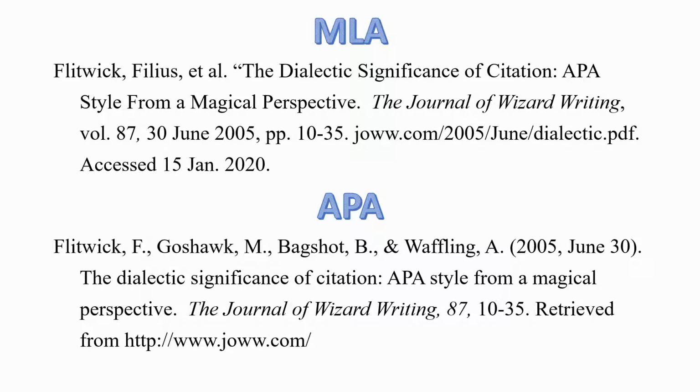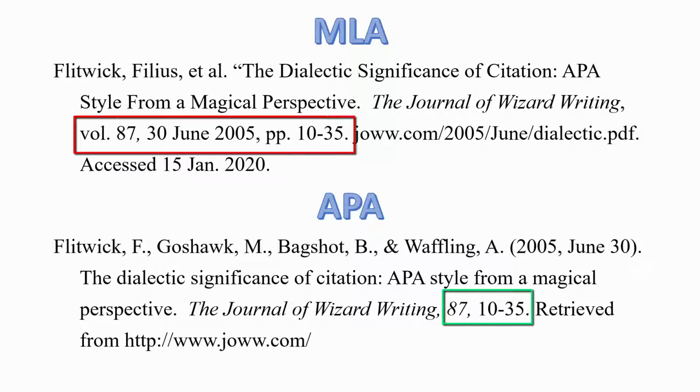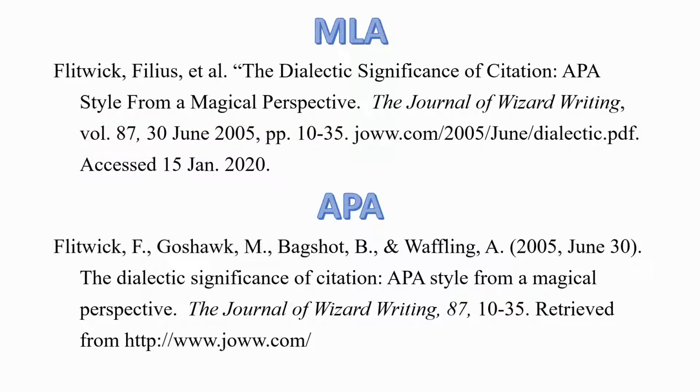Next is publication information. For books, this will be the city of publication and publisher's name. For magazines or journals, this will be the volume and issue number and page numbers. For electronic sources like web pages, you do not need to include publication information.